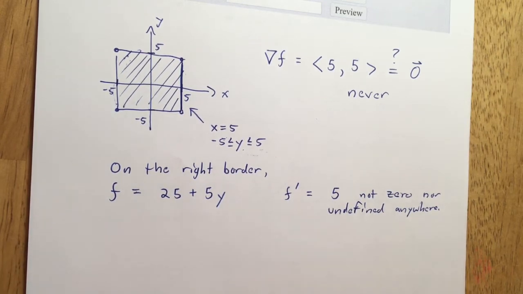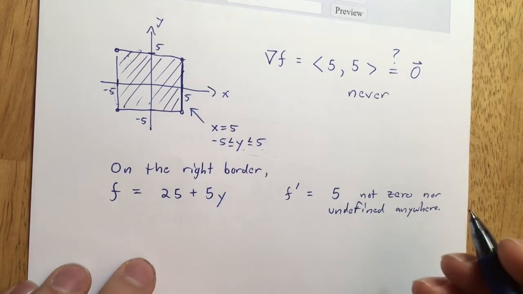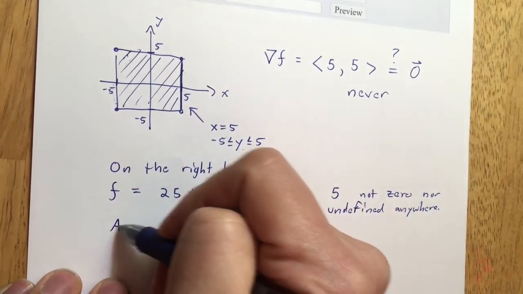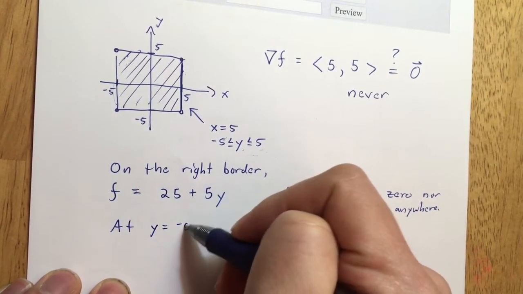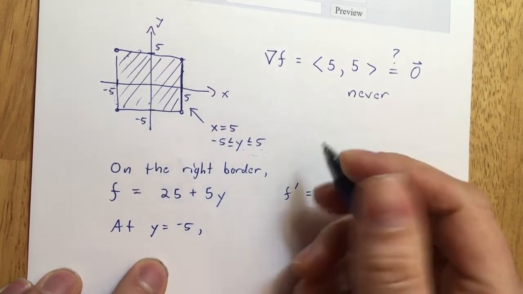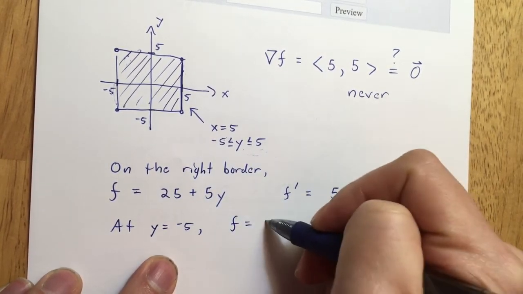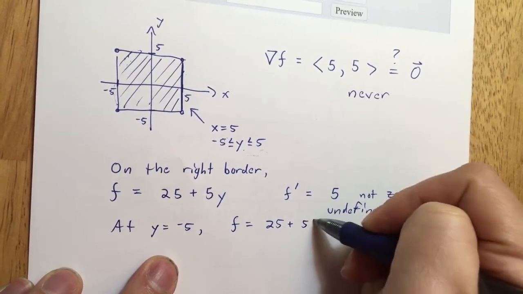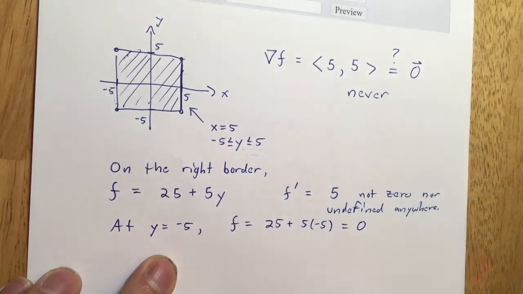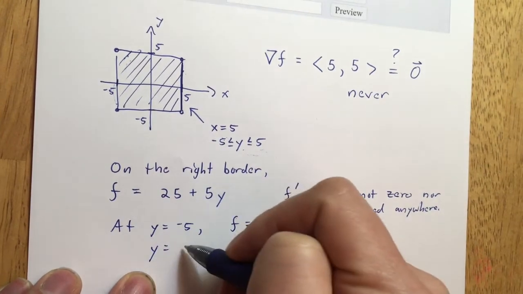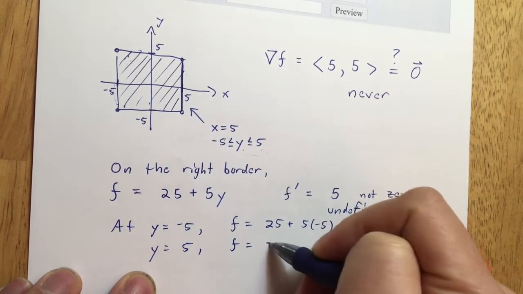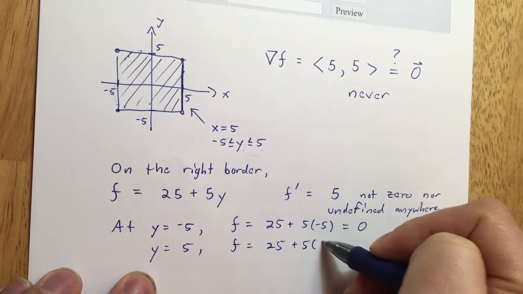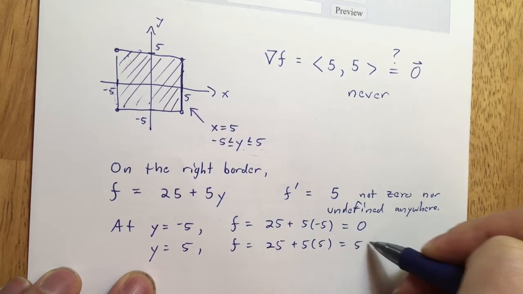So check the value of f at the endpoints. At y equals negative 5, f is equal to 25 plus 5 times negative 5, well, that's 0. And at y equals positive 5, f is equal to 25 plus 5 times 5, which is equal to 50.